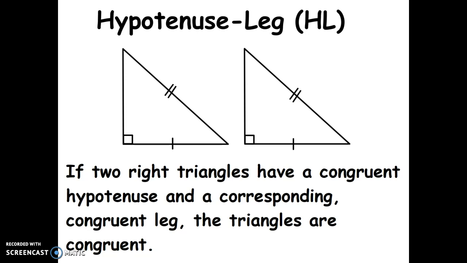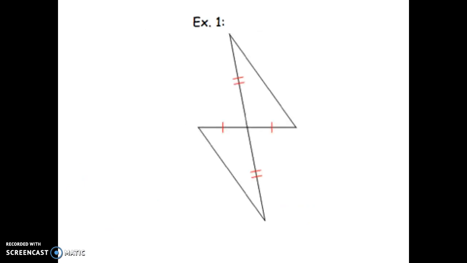All right, now let's move on to our examples. Here's our first example. We need to figure out if these triangles are congruent, and if so, what triangle congruence theorem says that they are congruent. So as I look at this, I'm just going to label what I see. Looking right here, is this a congruent side or angle? This is a side, and here is this other side. This is a side, and this is a side.